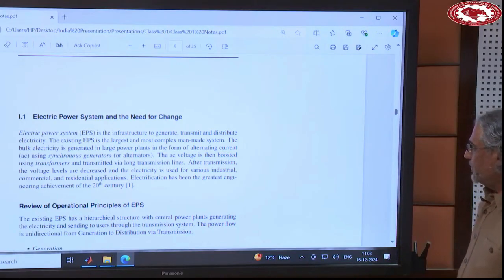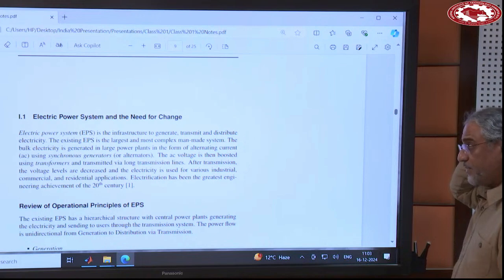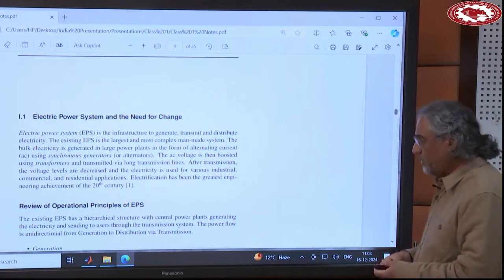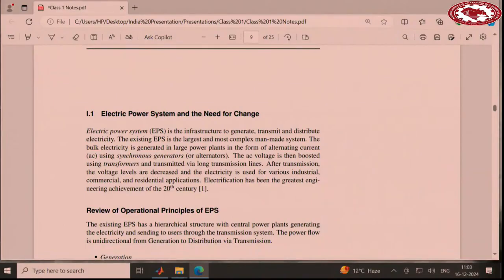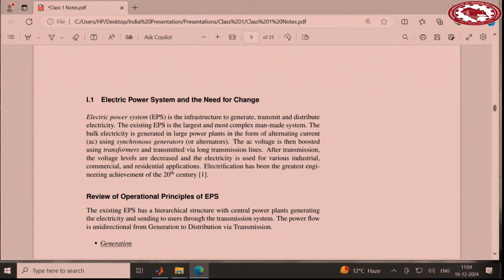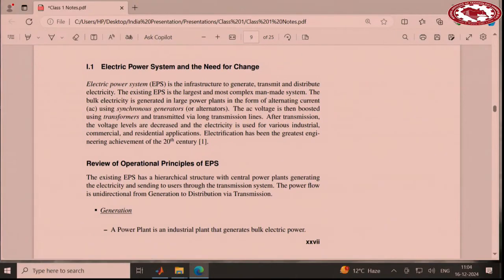All right, so introduction. This is about electric power systems and the need for change. Most of this will be known by you, but just to reiterate the things that we have about electric power systems. We know it's the infrastructure to generate, transmit, and distribute electricity. And it's the largest and most complex man-made system that we have. Electricity, bulk electricity is generated in power plants, and then currently we know it's AC, and is transmitted through the transmission system to the distribution where it is used and consumed.